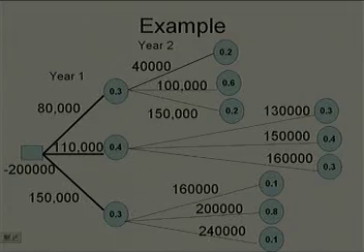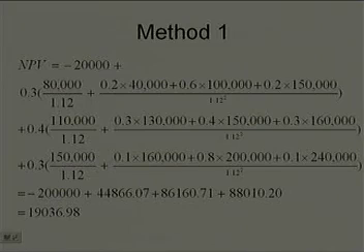Now, the question before us is how to calculate the net present value. There could be 2 methods of solving such problems. This is method 1. I will calculate net present value like minus 200,000. There is a mistake there. It should read minus 200,000. It is wrongly written.